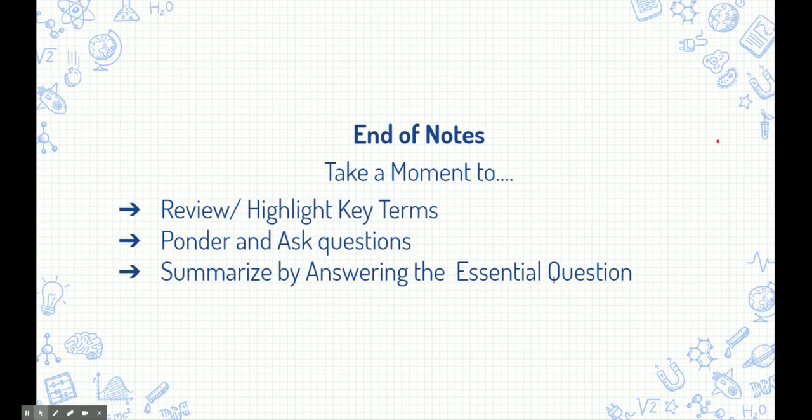All right, that leads us to the end of our notes. Take a moment to review the notes. Go back and highlight the key terms and the important concepts. If you need to, ponder and ask questions and go back to the discussion and ask another question or answer some other students' questions. Finally, summarize this page by answering the essential question. Take some time and write a detailed summary paragraph answering the essential question. All right, good luck, everyone.